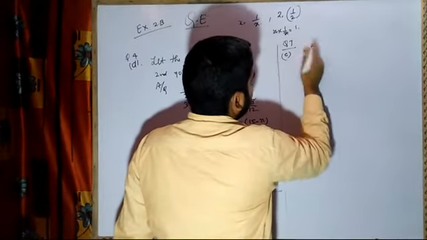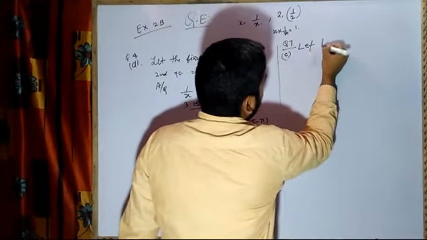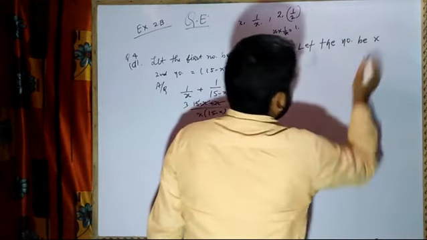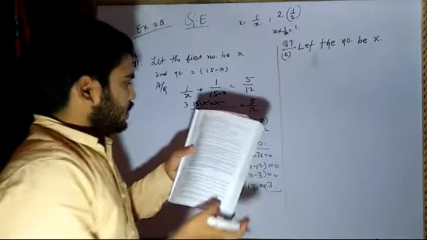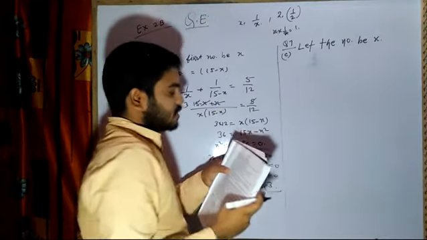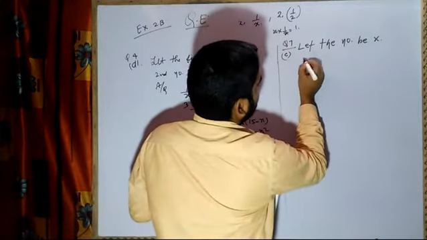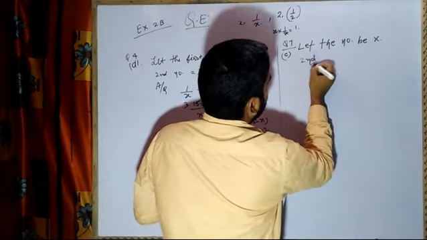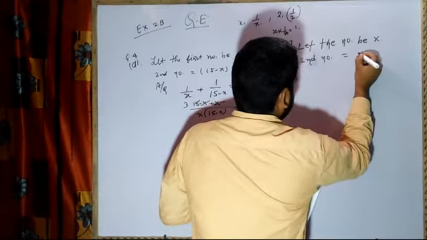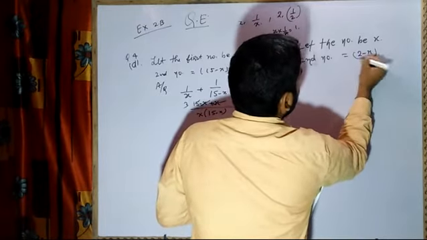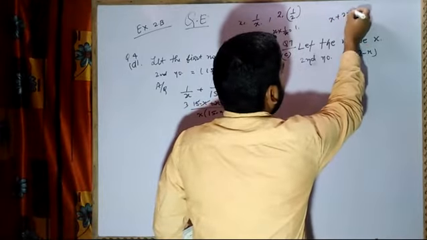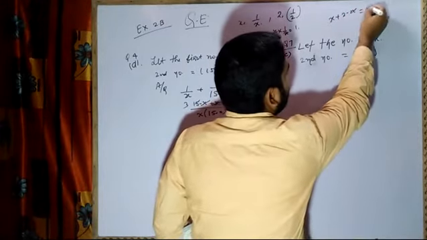Let the number be x. The sum of two numbers is 2, so the second number is equal to 2 minus x. Why have I taken 2 minus x? If I add these two, x plus 2 minus x, their sum will be equal to 2, right?